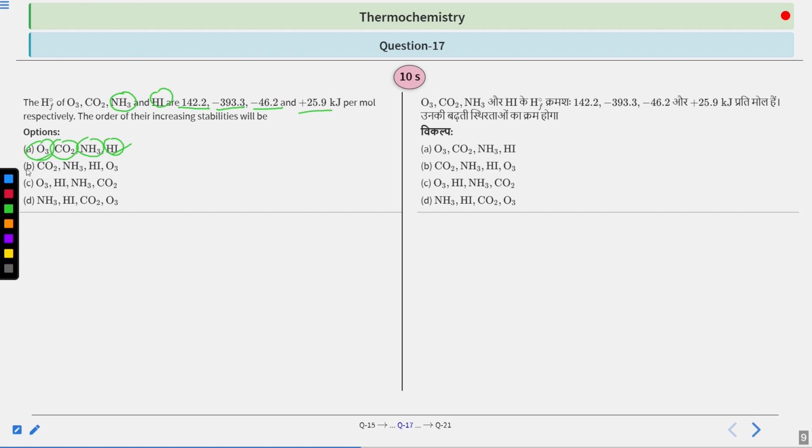In B, we have CO2, NH3, HI, and O3. In C, we have ozone, hydrogen iodide, then ammonia, and then carbon dioxide. In D, we have ammonia, hydrogen iodide, carbon dioxide, and ozone. So you have 10 seconds to solve this question. Your time starts now.